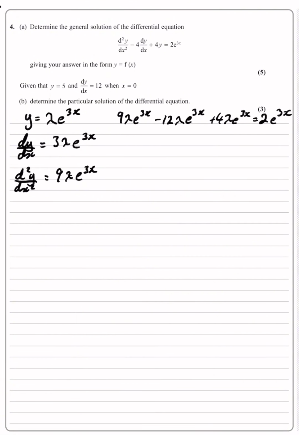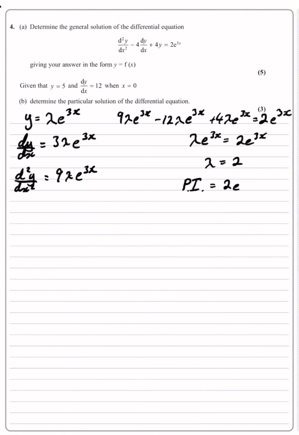Grouping those together, we get lambda e to the 3x equals 2e to the 3x, therefore lambda is equal to 2. So a particular integral is 2e to the 3x. That bit will go at the end.